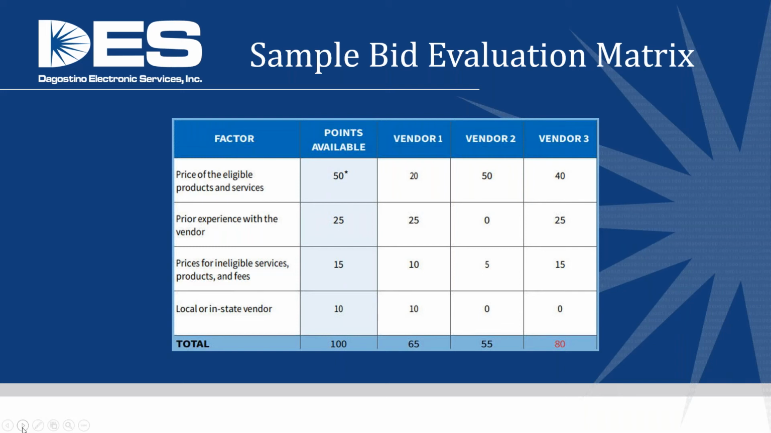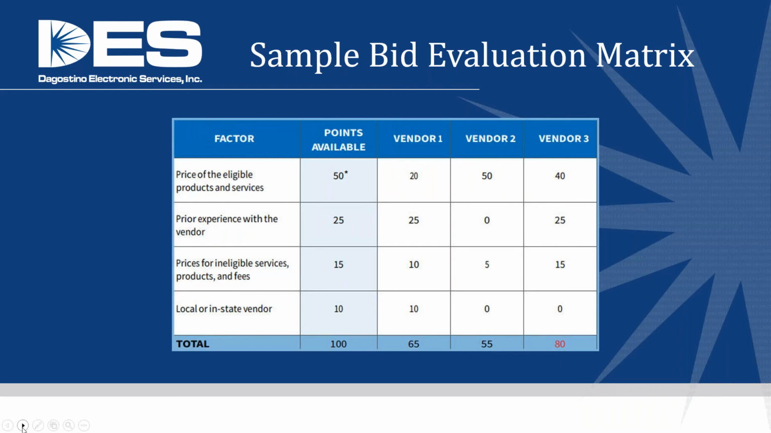And here is a sample bid evaluation matrix. Different factors on the left side, the most important one being the price of the eligible products and services. That one will be the most heavily weighted. And then you pick your vendor based on who wins your matrix. Right, and this is just a sample. Each school district or library will have different factors in how they want to weight and what kind of percentage or points they give for those different factors. But of course, price under the whole program should be and must be weighted most heavily.